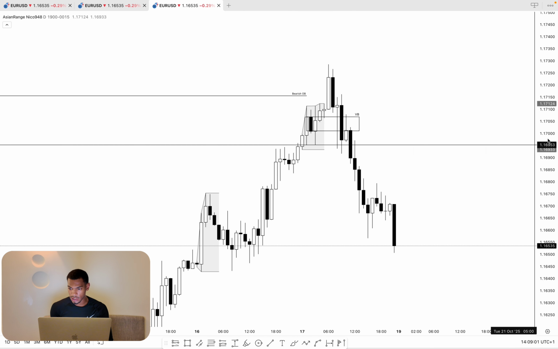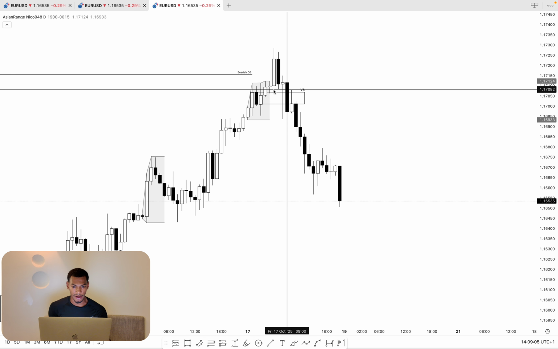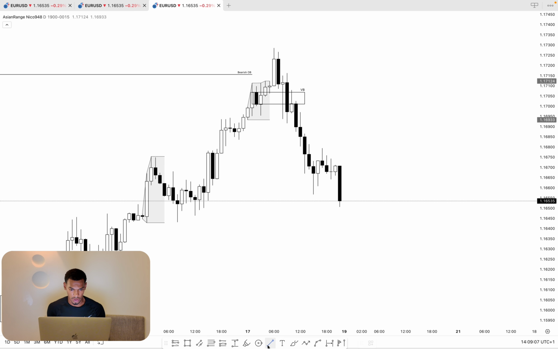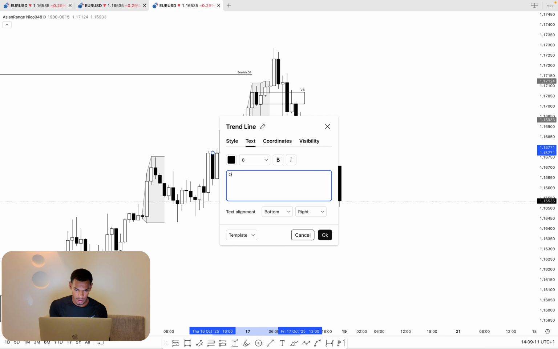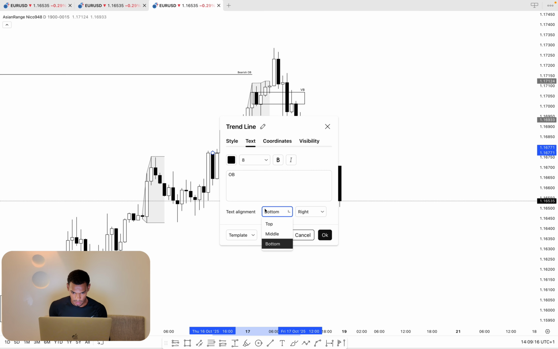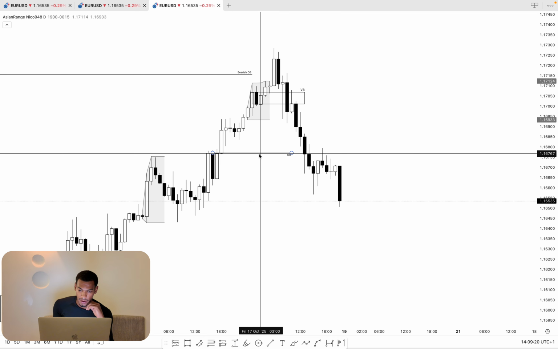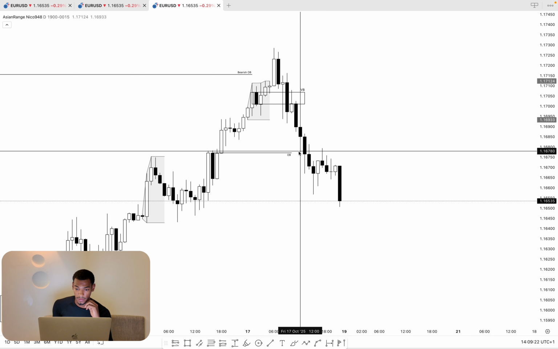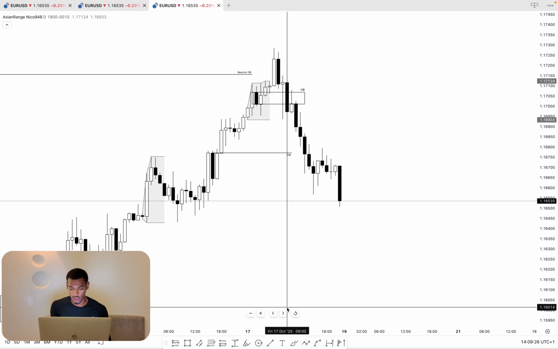And to target areas, when I'm looking for where I want to target, there's no real areas to target here. You have your OB down here. Sorry, I've drawn that completely wrong. Oh no, yeah, there you go. So you have your OB there, which is where I took partials. But other than that, you don't have much to work with.